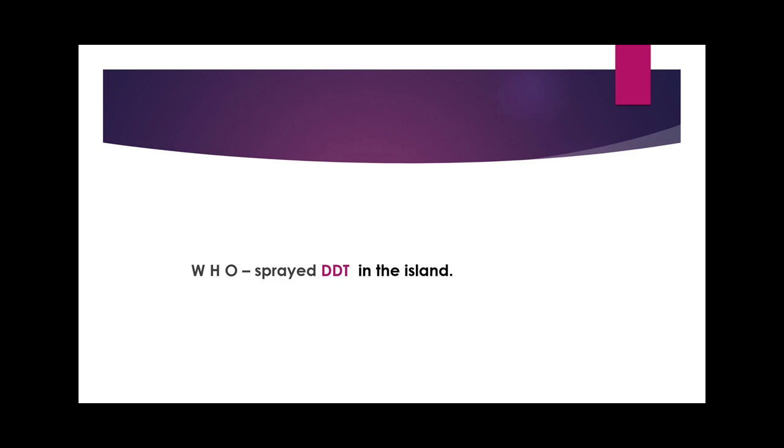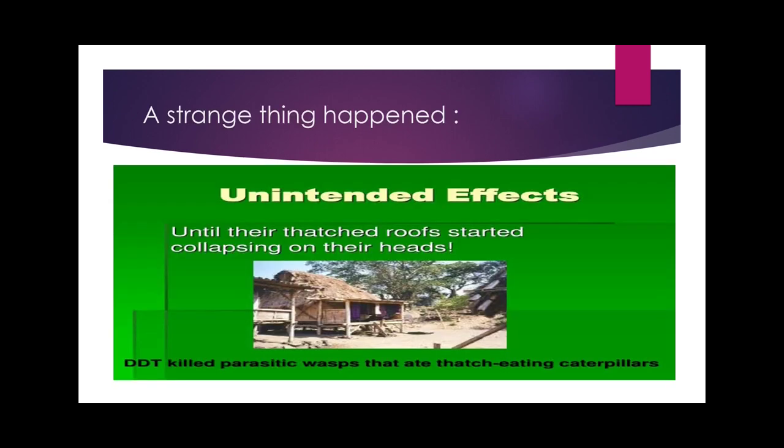But what happened then? You may think that now the people of Borneo are free from the deadly disease malaria. And yes, of course, now they are free from the disease. But right after finding a solution to this problem, the people of Borneo encountered another new problem, because after a few days of spraying the DDT, a strange thing happened in Borneo.